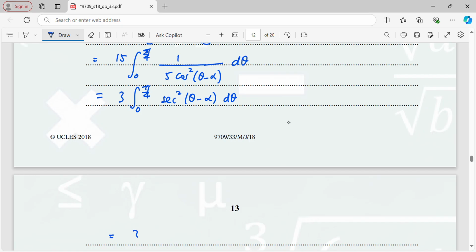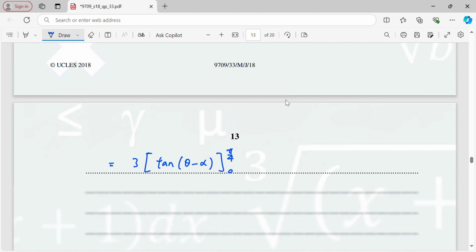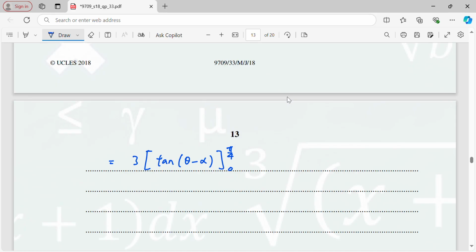So this is going to be 3 tangent theta minus alpha, from 0 to pi over 4. Okay, and then now you replace the value. So I will get 3 tangent theta, my theta is pi over 4, minus alpha. Then I minus tangent when theta is 0. So you will get minus alpha.